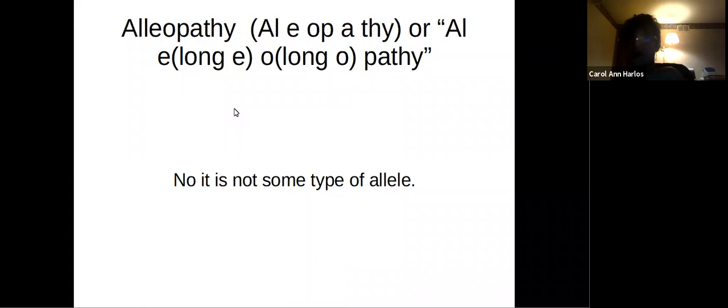However, I also like to go online and look up the pronunciation of things. And I found it is also pronounced allelopathy. So you have a choice here, but the ultimate meaning is the same. I said, no, it is not some type of allele because it has nothing to do with the areas on genes. Well, it probably does because a lot of this is genetic. Let us move forward.